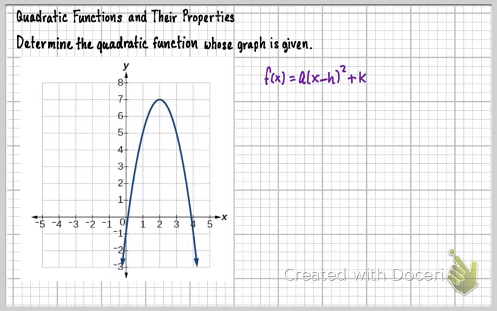So right away I do know my vertex. I go to the right 2 and up 7. So it's (2, 7). So our h is 2 and our k is 7. So there we go. Now we're getting somewhere.